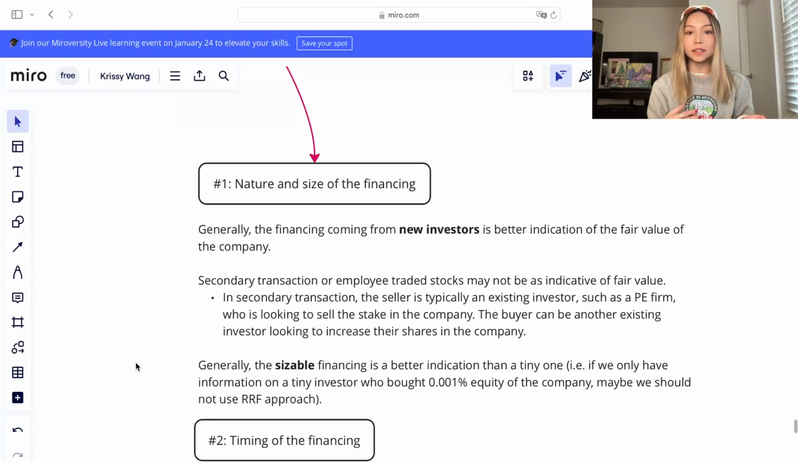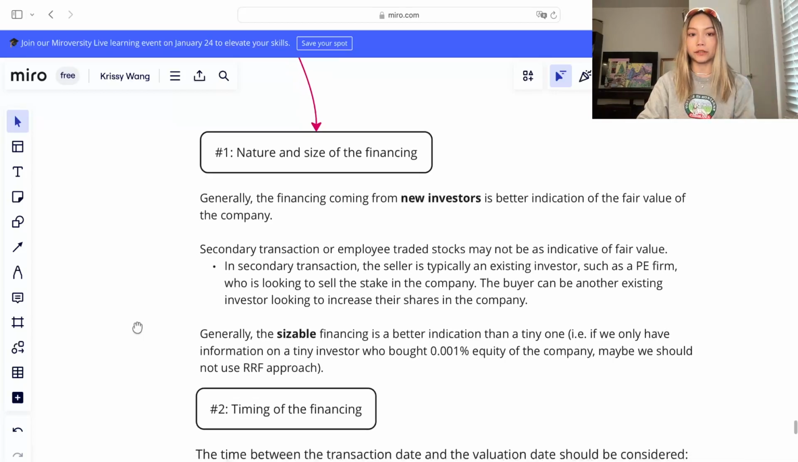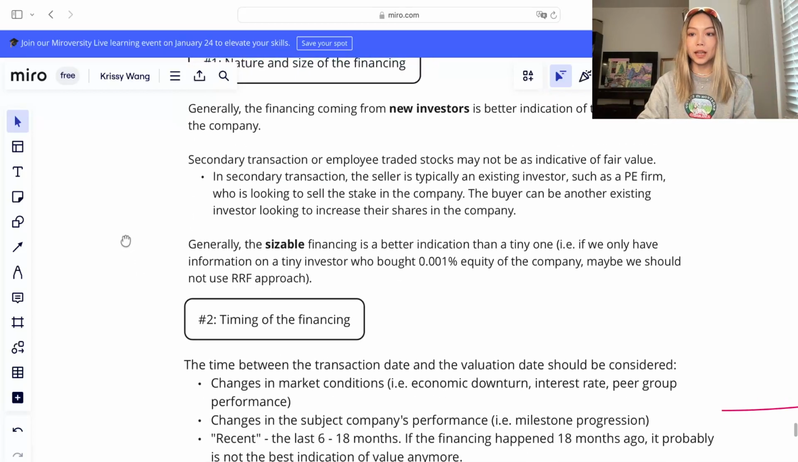And generally, sizable financing is a much better indication than a tiny one. I'm going to make up a crazy example. Let's say we only have information on a tiny investor who bought 0.00001 equity of the company. Maybe we should not use the RRF approach. It's just too small a sample to indicate the entire population of shares, the equity value, right?